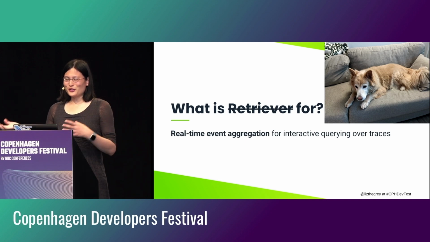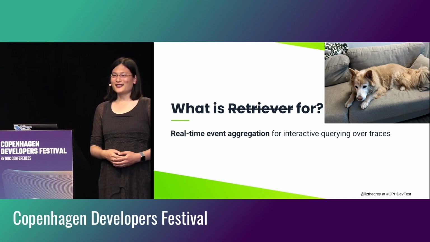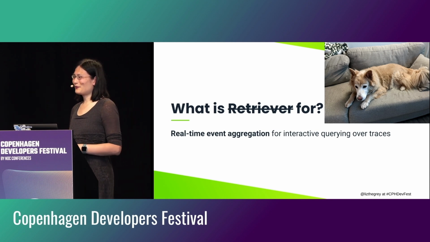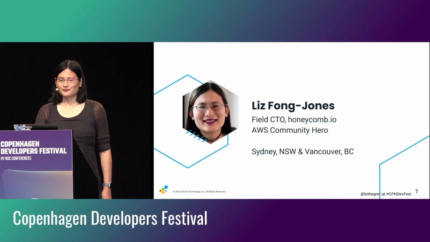So what are we using this real-time event aggregation for? Because you could be analyzing clicks on your website. You could be analyzing the performance of your store sales. But in our case, we are doing this for the observability purpose. We are trying to interactively query trace spans and logs.